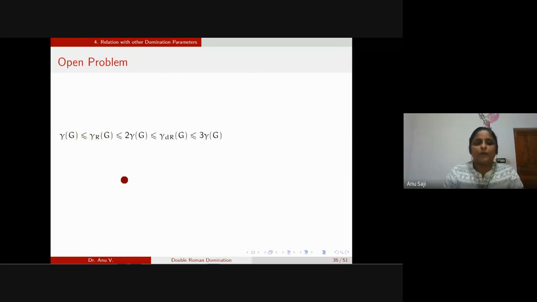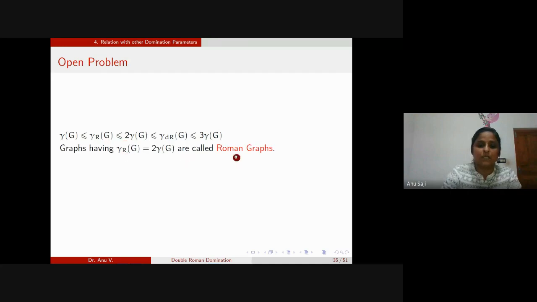Now, we already have in the literature this inequality, the relation between domination number and Roman domination number: γ(G) ≤ γ_R(G) ≤ 2γ(G). Now we have this inequality, 2γ(G) ≤ γ_dR(G) ≤ 3γ(G). Graphs for which γ_R(G) equals 2γ(G) are called Roman graphs.